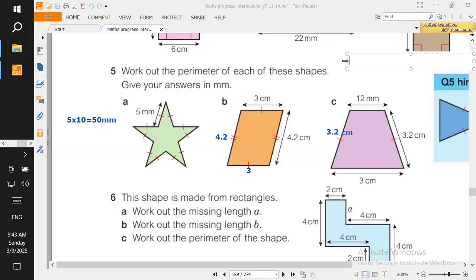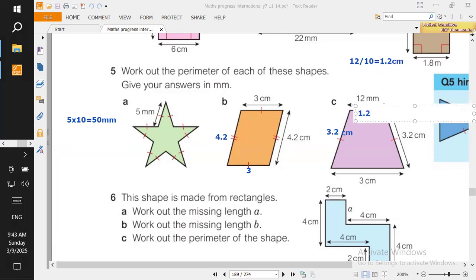How do you turn millimeters into centimeters? You do that by dividing by 10. So divide 12 by 10. As we said, to turn from the smaller unit to the bigger one, you divide. To turn from the bigger one to the smaller one, you multiply. So 12 divided by 10 will give you 1.2 centimeters. So basically, this one is 1.2 centimeters. And then you add all of them to get the perimeter of the shape. That's it for this question. I hope you understood the idea. Let's move on to the next one.